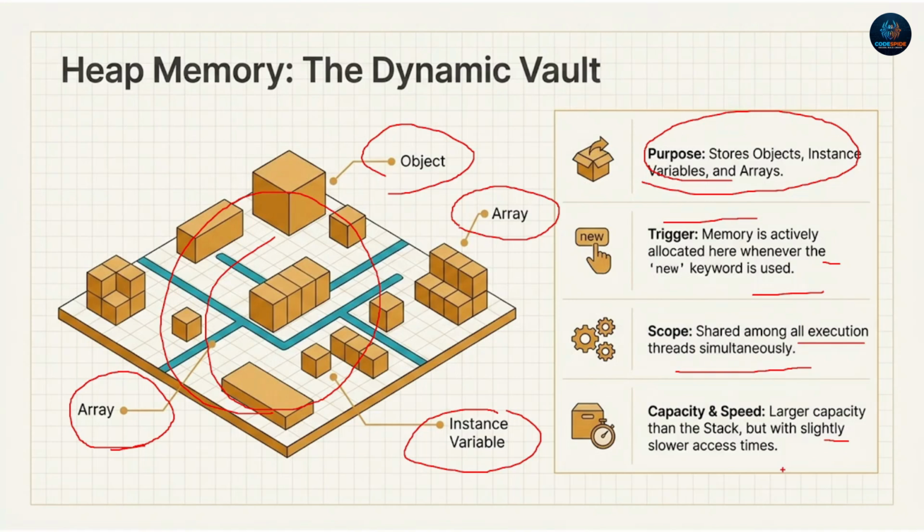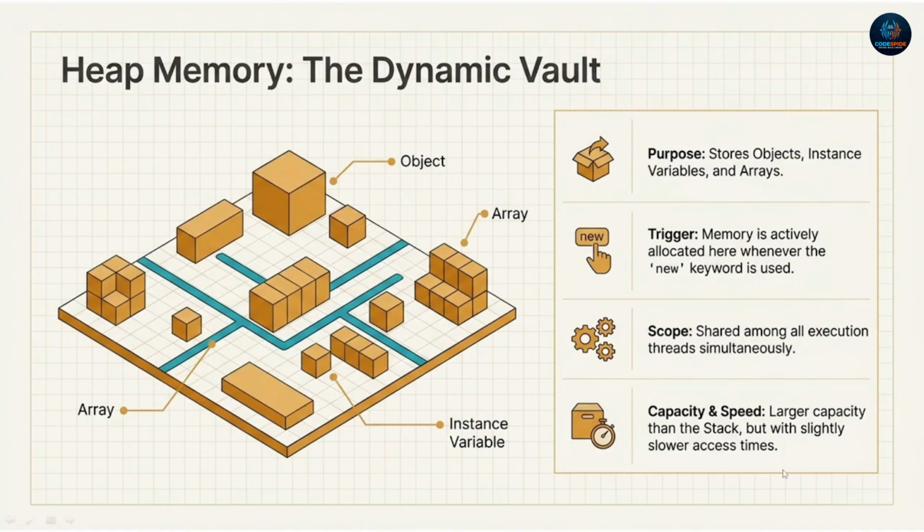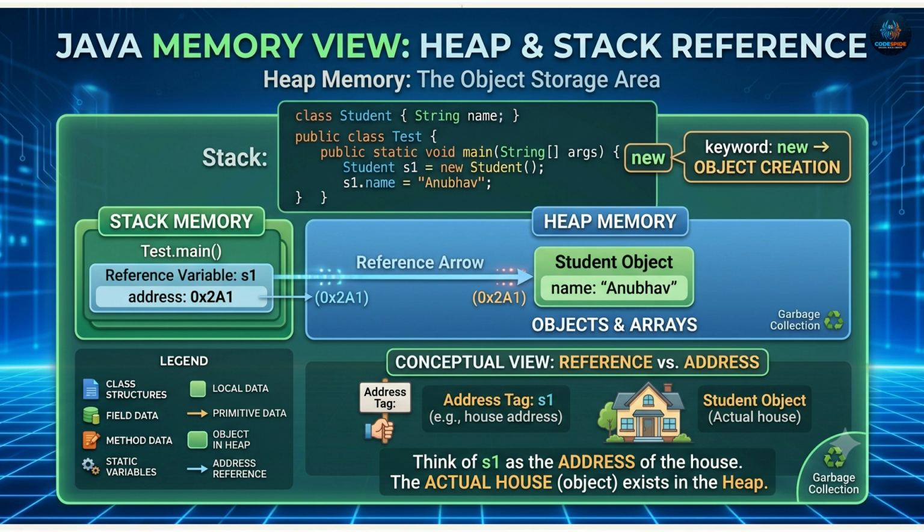Suppose we take an example of heap memory: class Student with String name, public class Test, public static void main, Student s1 = new Student, s1.name = Anubhav. So here the object is stored in heap memory. The reference variable s1 is stored in stack memory. In the memory view, inside the stack there is s1 and inside the heap there is the Student object, name = Anubhav. So think of it like this: s1 is just the address of the house. The actual house object exists in the heap memory.